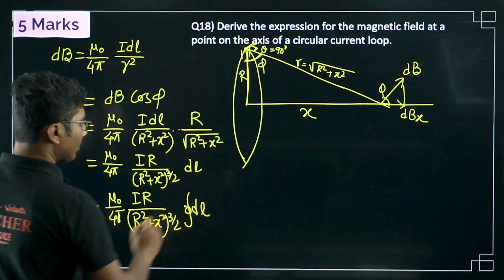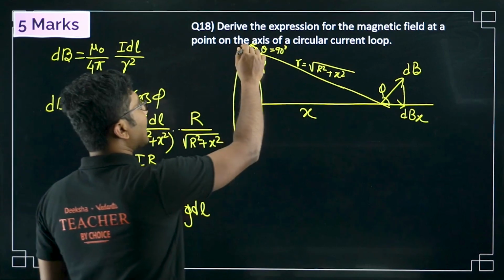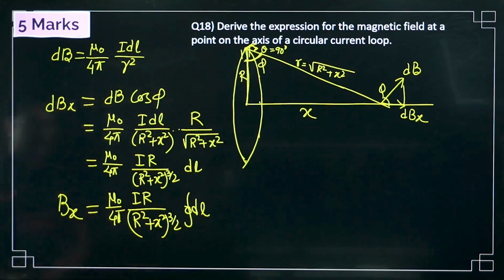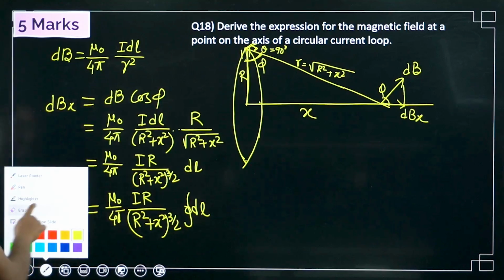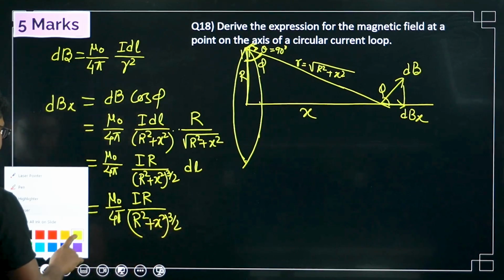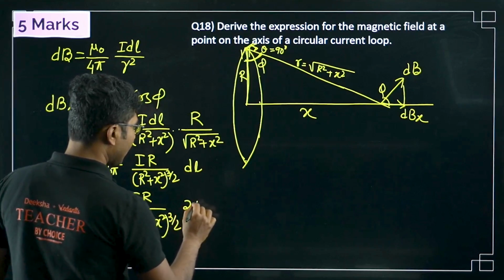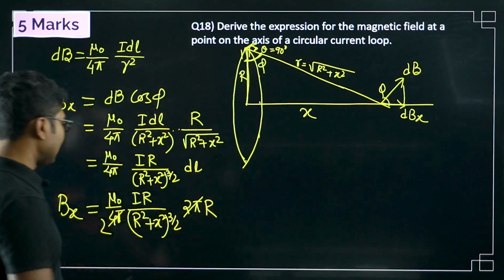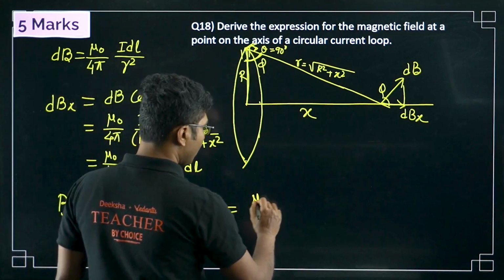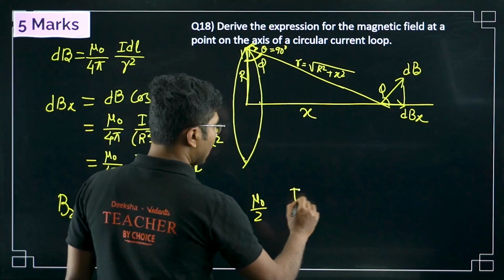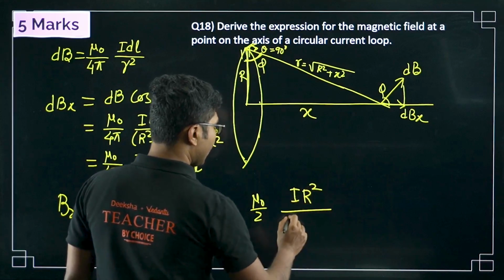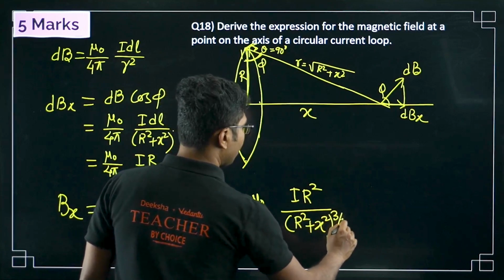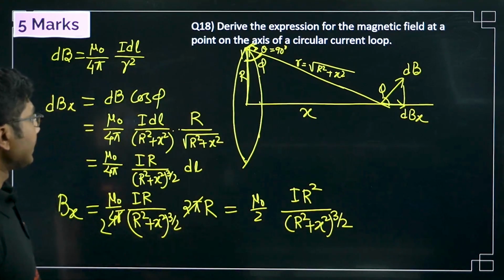Now integration of dl, closed integration of dl means what? You are starting here, you are taking small dls and adding them, that is the total perimeter of the circle. So perimeter of the circle is 2 pi capital R. Now 2 pi, 4 pi, one of them is cancelled, so you get mu naught by 2, I R square divided by R square plus x square to the power 3 by 2. Right, now this is the very important derivation.